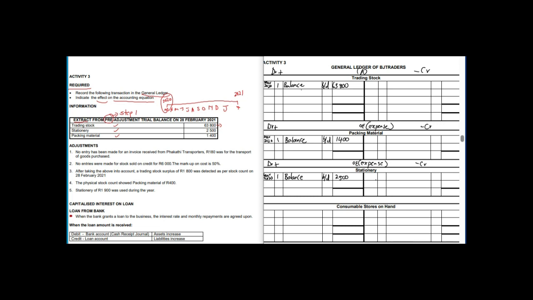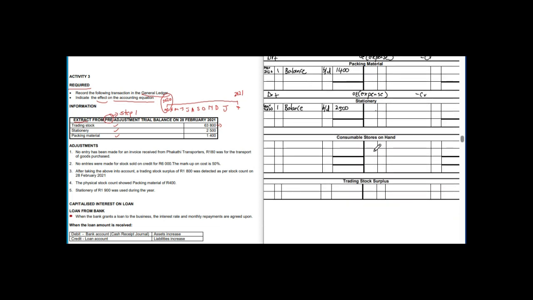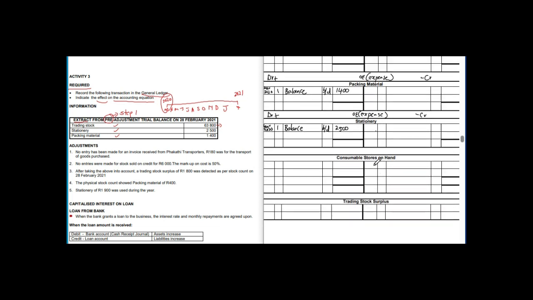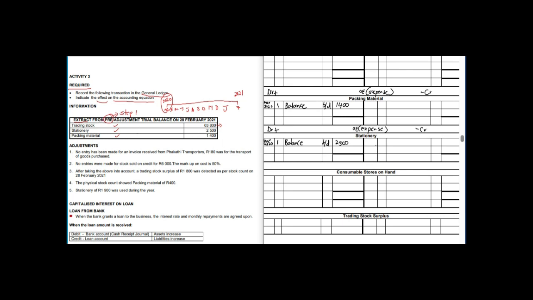1,400. And then we have another account for consumable stores on hand and trading stock deficit, meaning these two, based on our pre-adjustment trial balance, do not have opening balances. And then now we can continue to our step 2, which is adjustment. And then it reads as follows.